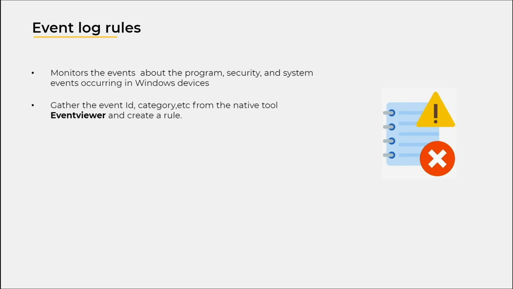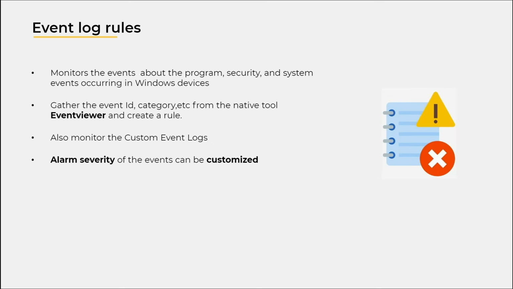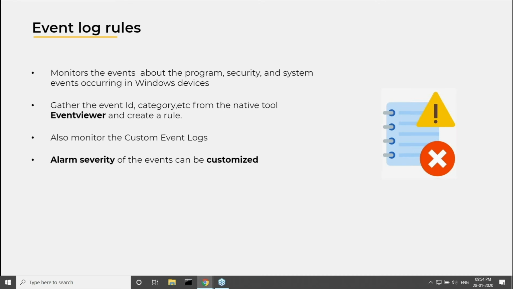And you can just gather the event IDs or categories from the native tool Event Viewer, and you can create a rule in OpManager to parse those events. You can monitor your custom events as well. And the severity which you want to set for the events is absolutely customizable. You can do it.